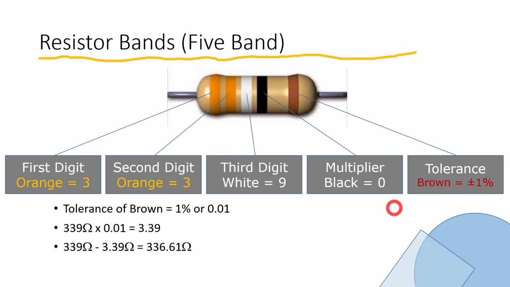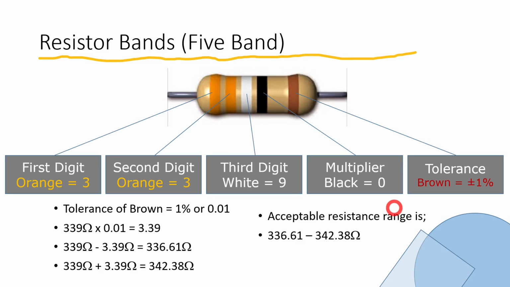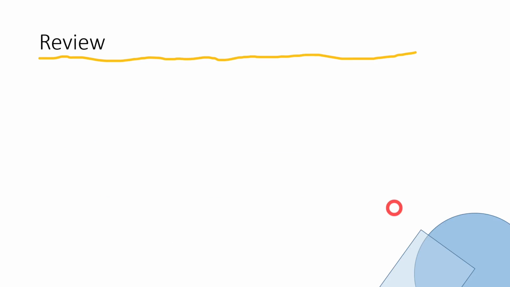So 339 minus 3.39 ohms is 336.61 ohms. And 339 plus 3.39 is our 342.39 ohms. Okay, so our acceptable range is 336.61 to 342.39 ohms. Okay, so a little more precise there. It's a lot closer range, and it can be used in more precise circuits. Okay, so let's review.